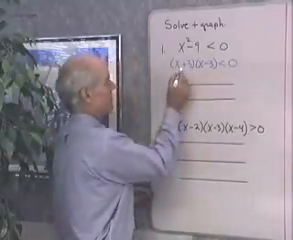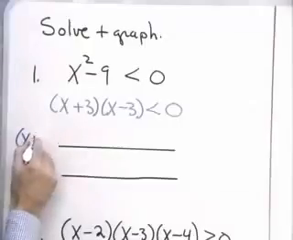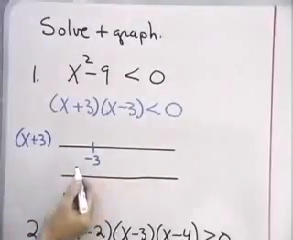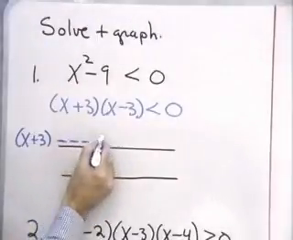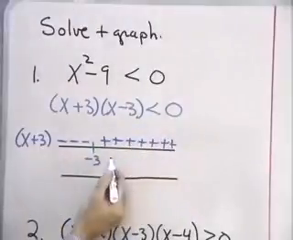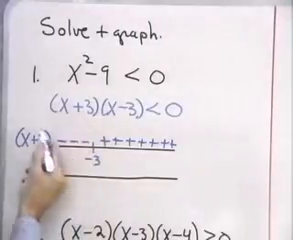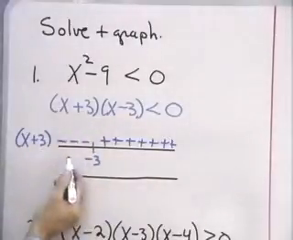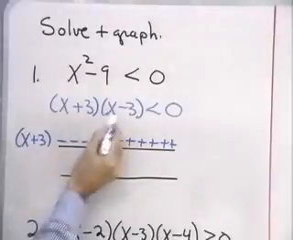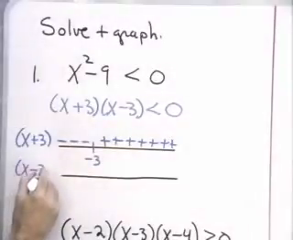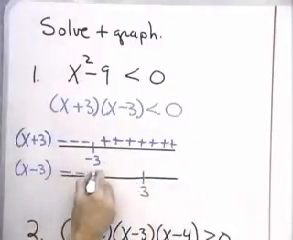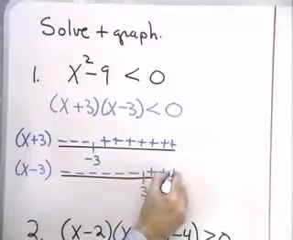So first I'm going to take the factor x plus 3, and I'm going to say it's 0 at negative 3. Down below negative 3, that factor is negative. Up above negative 3, that factor is positive. That is, if I put in 0 into this factor right here, I get a positive number. If I put negative 5 for x in this factor, I get a negative number. Next, I looked at the factor x minus 3. X minus 3 is 0 when x is 3. It's negative down below it, and it's positive up above it.